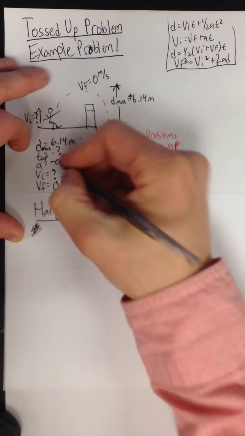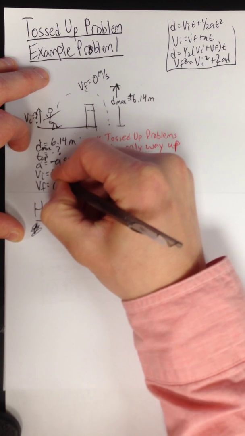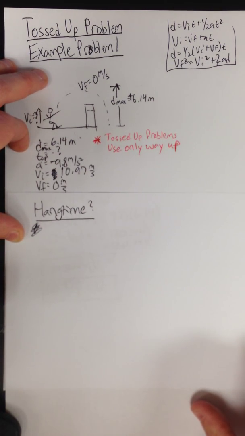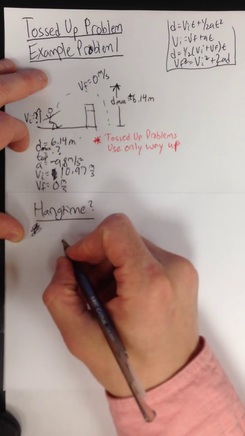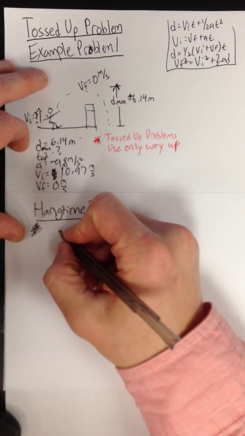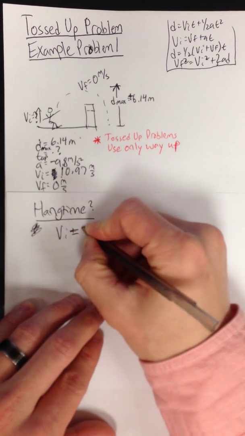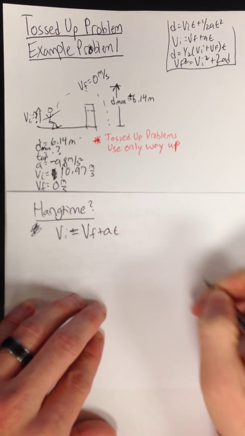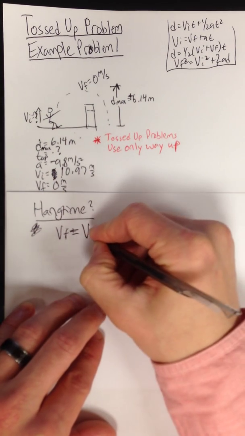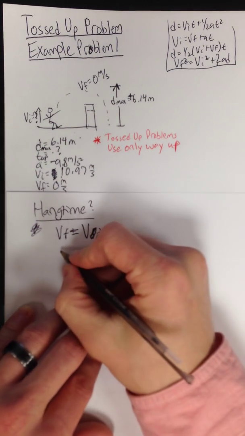And we know his initial velocity. We just solved for that, 10.97 meters per second. Get rid of the question mark. And our strategy is solve for T up, and then double T up, and you have your hang time. So we could really use any equation at that point. The simplest one to me always is the second equation. Vf equals Vi plus At is our second equation.